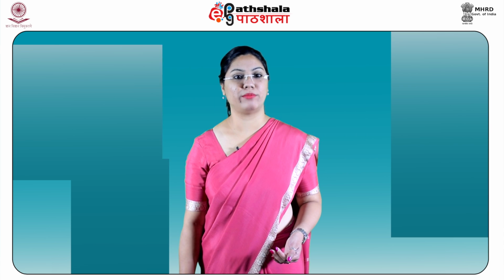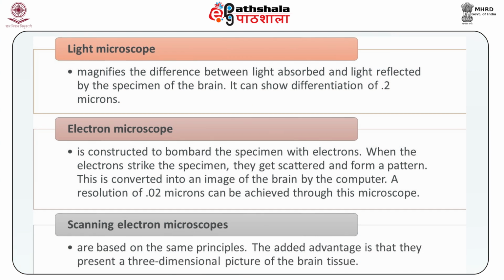Microscopes. Several kinds of microscopes have been developed, for example, light microscope, electron microscope, and scanning electron microscopes. A light microscope magnifies the difference between light absorbed and light reflected by the specimen of the brain. It can show differentiation of 0.2 microns.